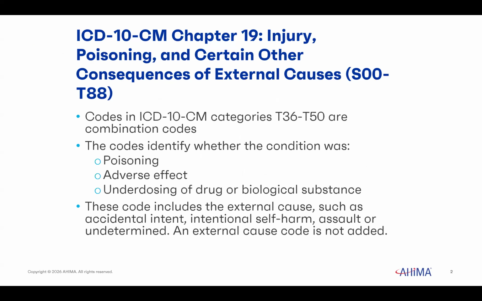So again, we talked about how these codes in T36 through T50 are combination codes. So what do they do? They tell us whether this is a poisoning or not, whether it's an adverse effect or underdosing, and they include intent. So with the intent included, we don't need to have an external cause code.